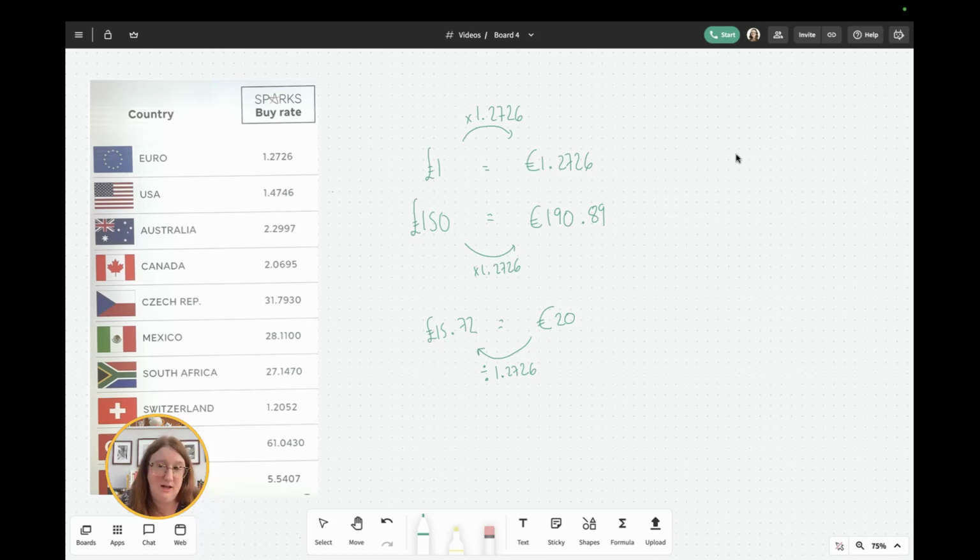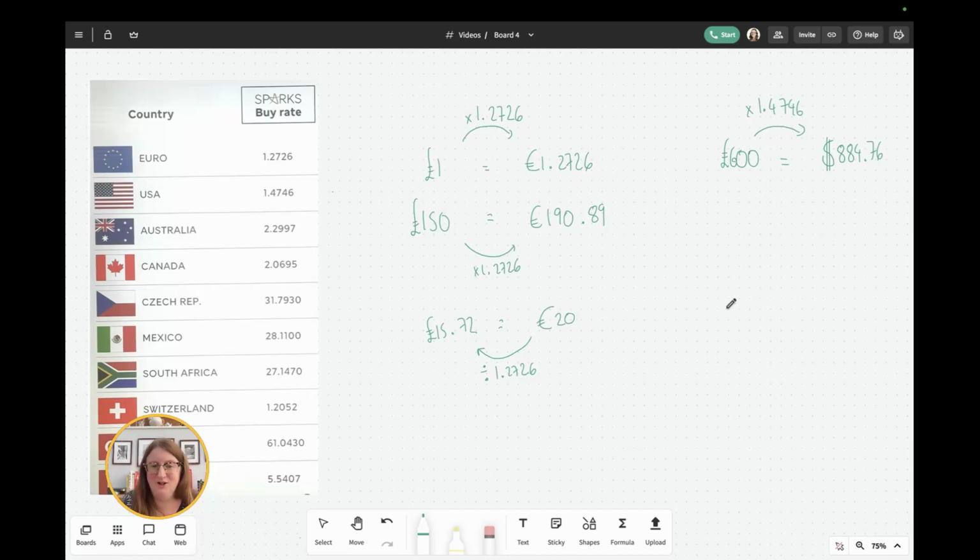Similar concept then, let's have a go. If I was going to the United States of America, I would want to change, for example, £600 into dollars. So the exchange rate for dollars is this one here. I'm exchanging for 1.4746. So I'm going to multiply 600 by 1.4746 into the calculator to find out how many dollars that would give me. That would give me $884.76 to the nearest cent.